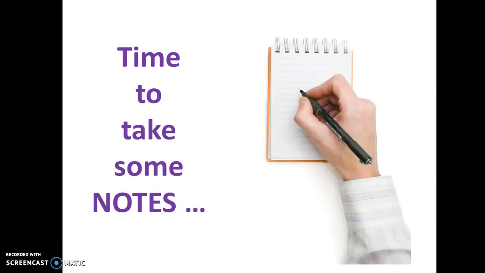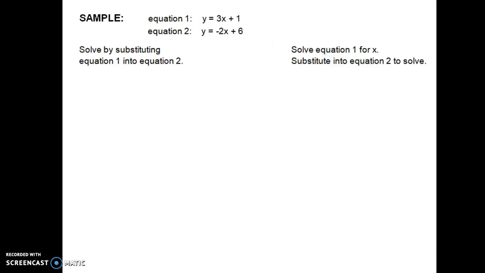Alright, to get the notes packet that I gave you, you're going to take notes in there and try some problems in there yourself as well. Let's begin with this sample problem.